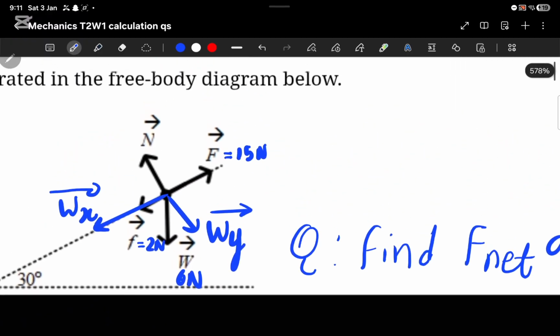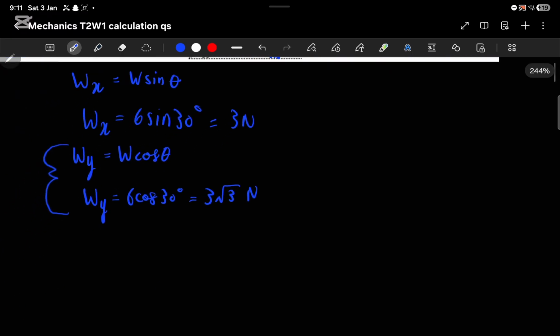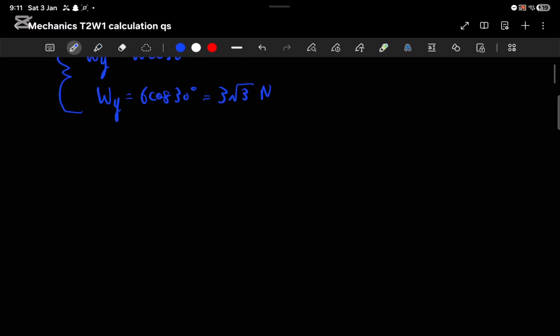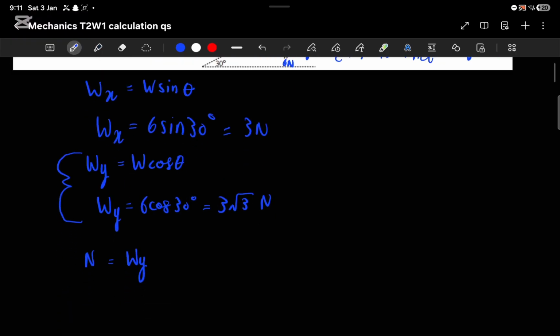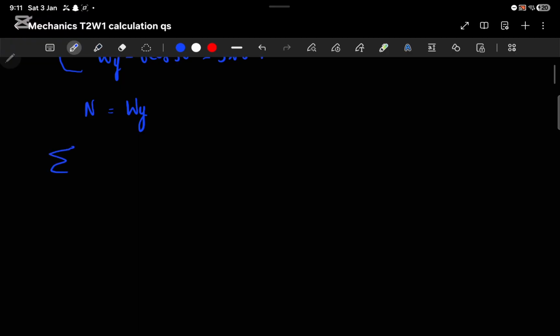Now, here, you see how the normal and the y component of the weight are the only two forces on our y-axis. What does that mean? That means the normal is going to be equal to the y component of the weight, right? They're going to be the same thing. This is by Newton's laws. So, when we're going to find the net force along y, even though the question is not asking for it, it wouldn't make a difference. Say you mixed up in the exam, in this case, it wouldn't matter.